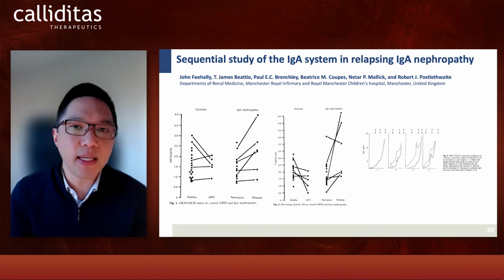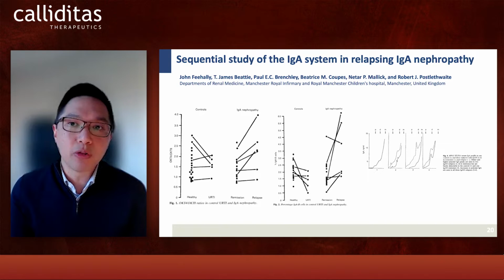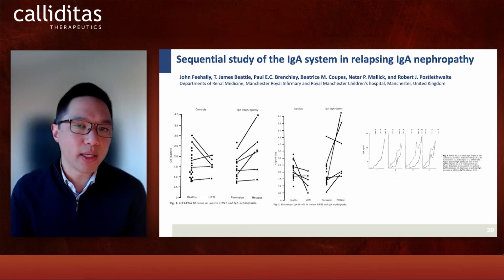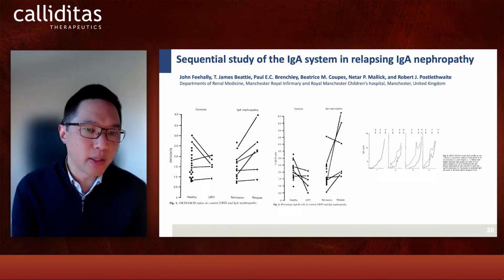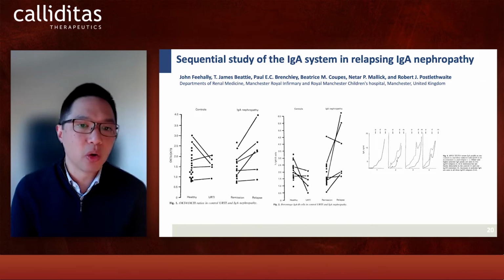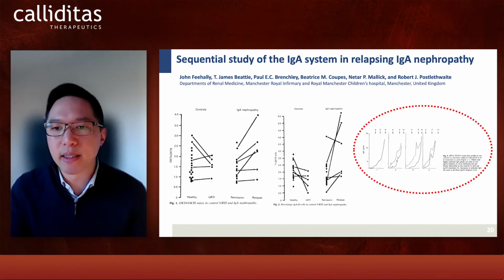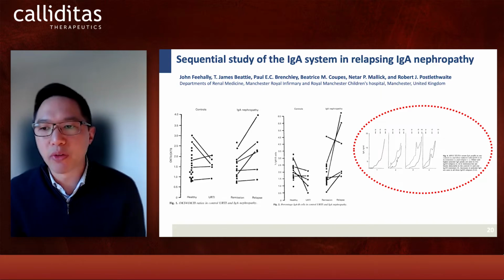So Professor Feehally, in one of these seminal research studies, looked at the IgA system in IgA nephropathy in states of nephritis. What they did was look at patients in clinical quiescence, which they called a remission, or a relapse of their nephritis during these flare-ups. And what they found was that there were subtle dysregulations of circulating T cells and B cells. But what I want you to concentrate on, on the right-hand side, is the different profiles of IgA that were produced during these acute infections and flares.